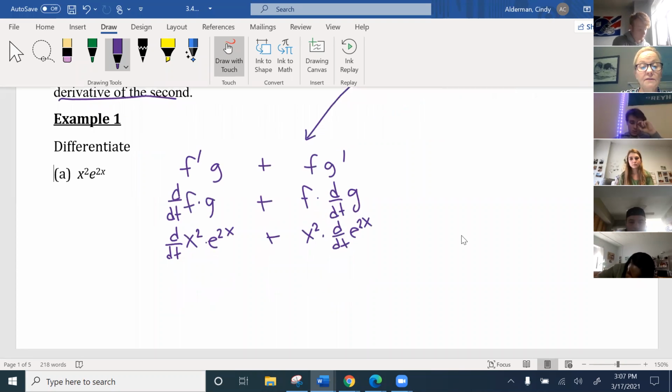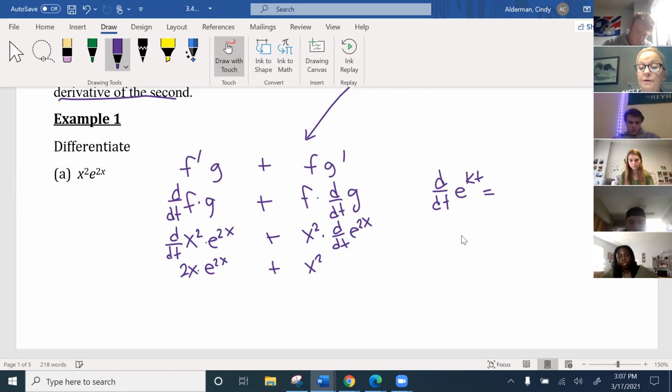So now I'm going to execute this formula by taking the derivative of x squared, which is just 2x to the first, right? And then I'm going to leave e to the 2x alone. Then I'm going to leave x squared alone and take the derivative of e to the 2x. Remember, if you want to take the derivative of e to the kt power, it's just going to be k e to the kt power. So this is just going to be 2 times e to the 2x.